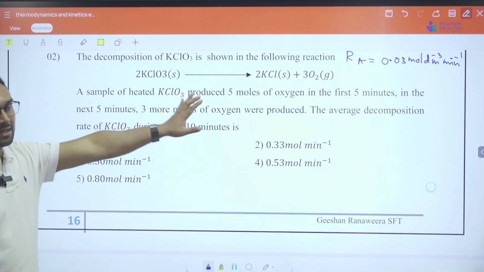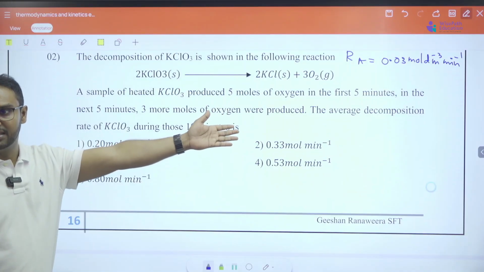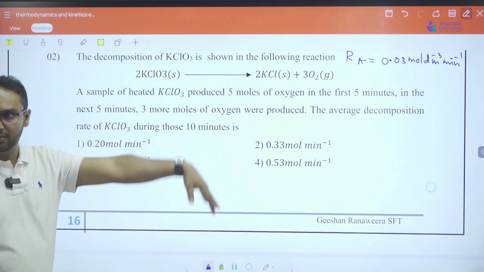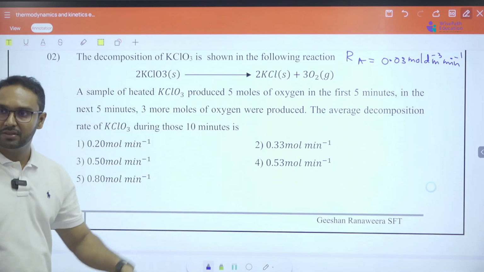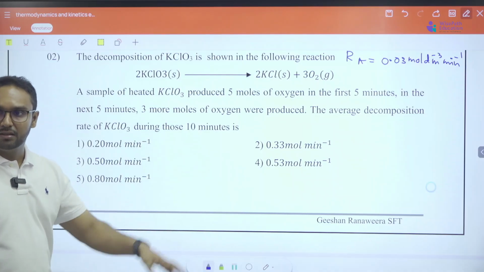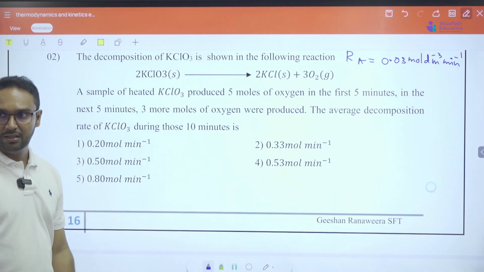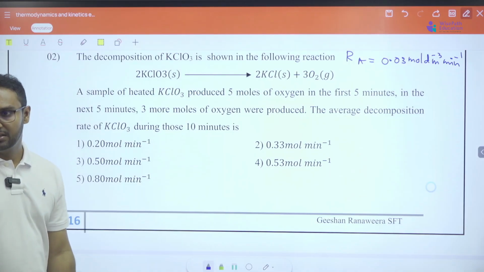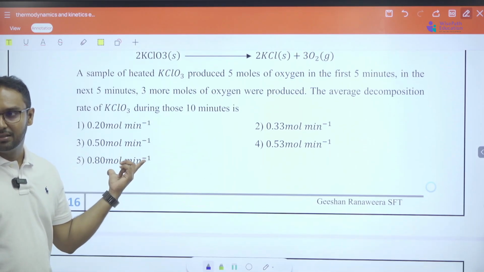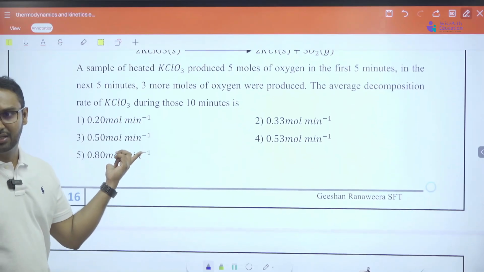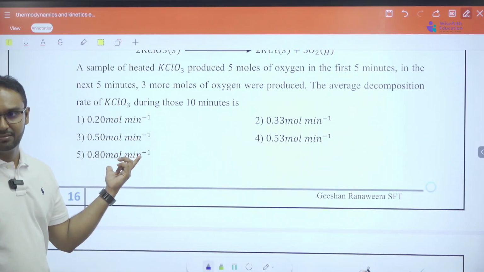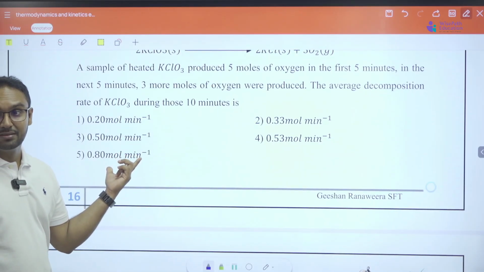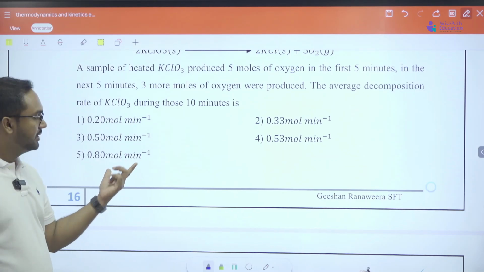They have given the information to find the rate of formation of oxygen, and they are finally asking for the rate of consumption of KClO3, potassium chlorate. It is one of the chlorates, which is used to clean surfaces, sort of a cleaner.